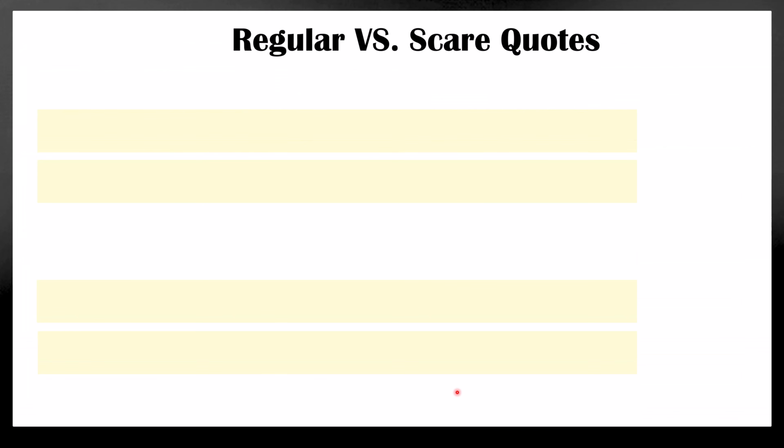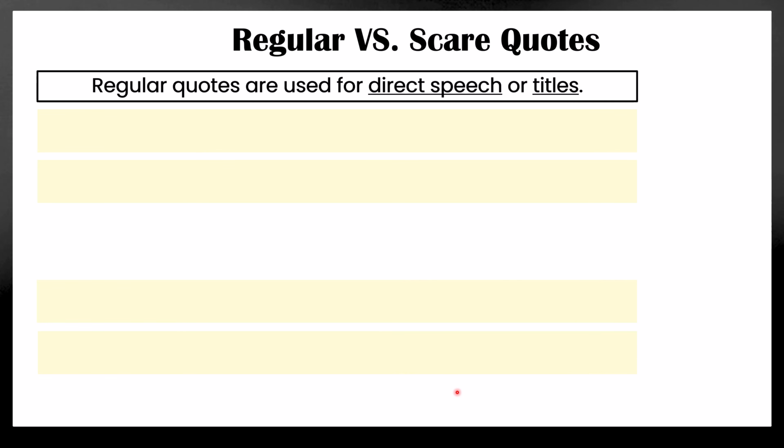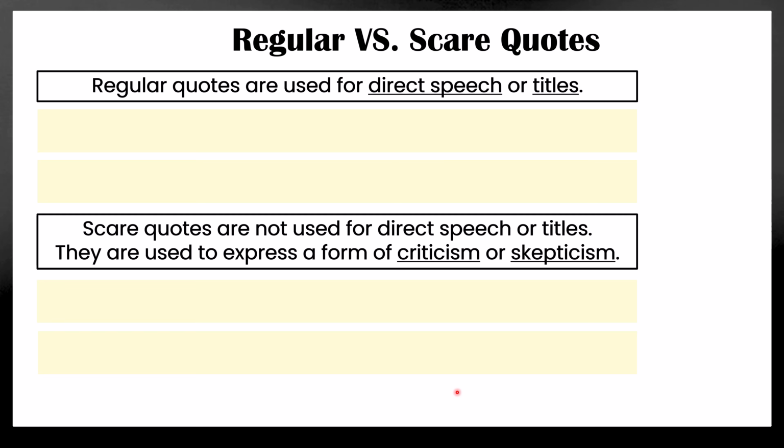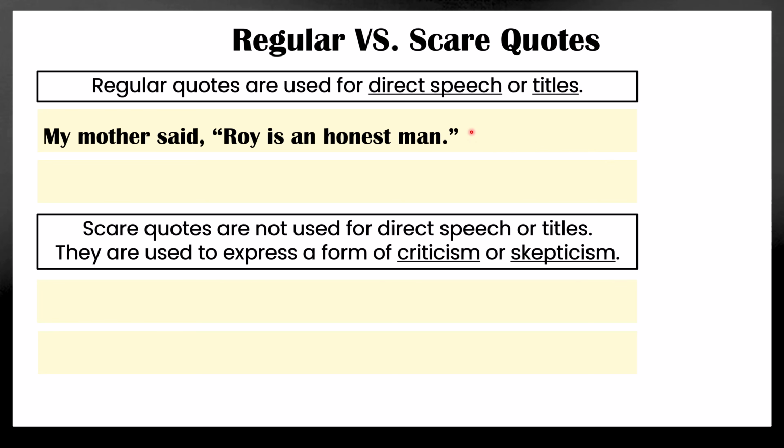So let's look at some more examples of regular quotes versus scare quotes. Again, regular quotes are used for direct speech or titles, and scare quotes are not used for direct speech or titles. They're used to express a form of criticism, sarcasm, or skepticism. My mother said, "Roy is an honest man." Here we have a regular quote. "Roy is an honest man" is direct speech from my mother.